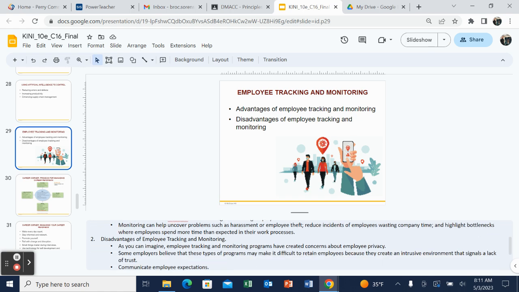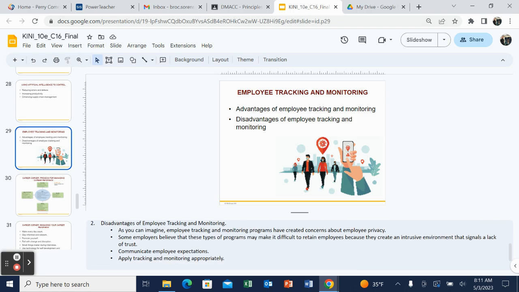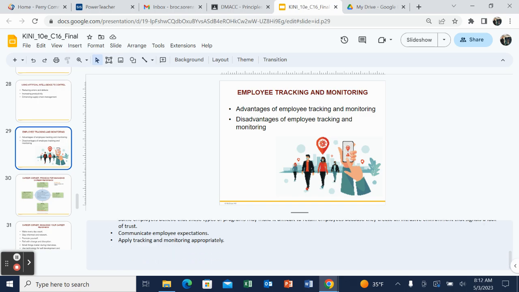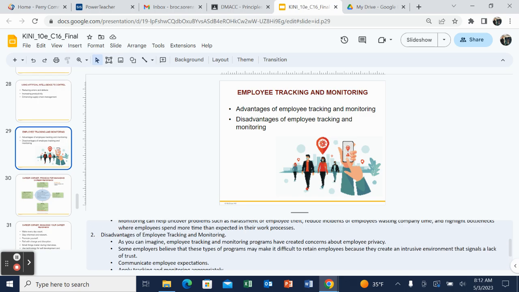The disadvantages, as you can imagine, include creating concerns about employee privacy. Some employees believe that these types of programs make it difficult to retain employees because they create an intrusive environment that signals a lack of trust. Another disadvantage: you must communicate employee expectations, applying tracking and monitoring appropriately. Right.